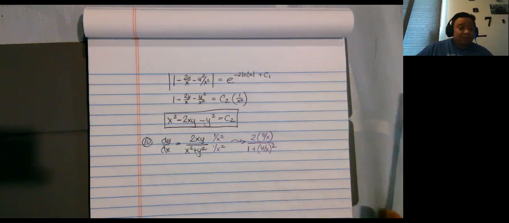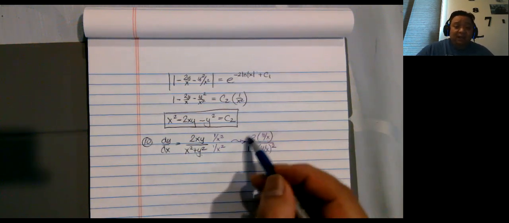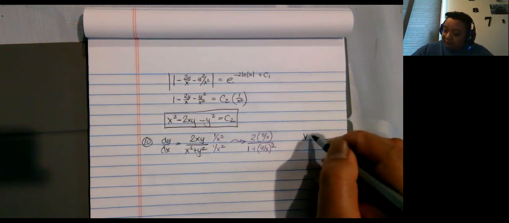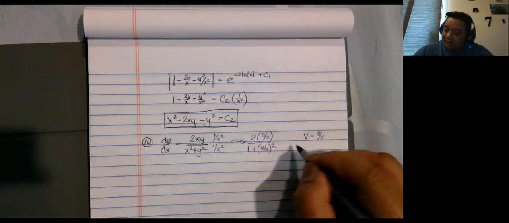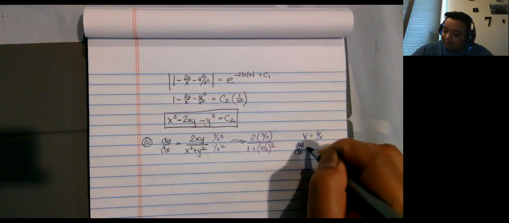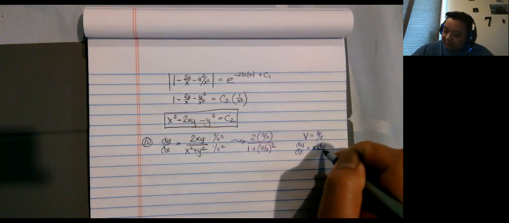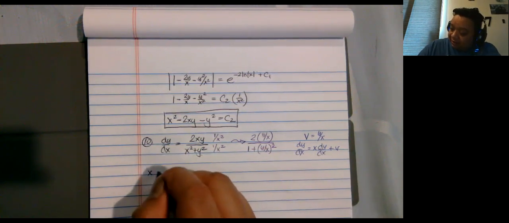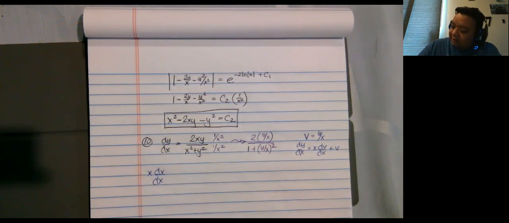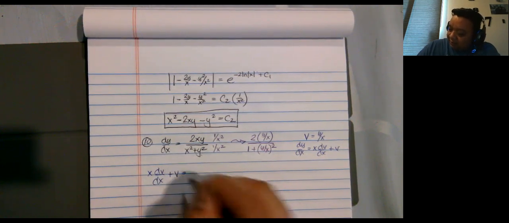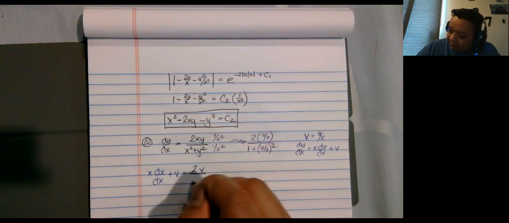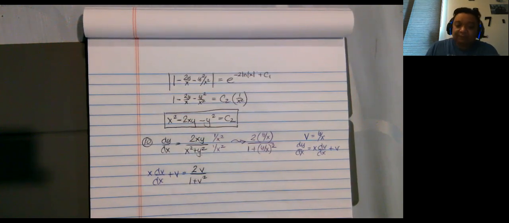So your substitution is going to work because everything here is y over x. So your substitution is v equals y over x, and then dy/dx is always fixed. It's x dv/dx plus v. And so now making the substitution, you get x dv/dx plus v is equal to 2v over 1 plus v squared.